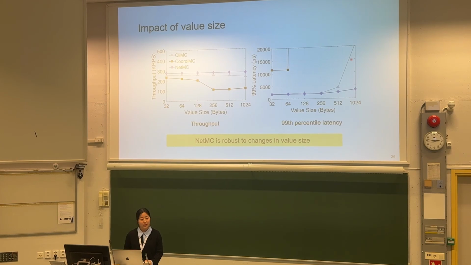And then we evaluate the impact of value size on the performance of NetMC. As shown in the graph, NetMC consistently delivers the best performance across all value sizes. In contrast, both ClientMC and CoordMC show a decline in throughput as the value size increases. This is because client-side coordination overhead is added when the value size increases.